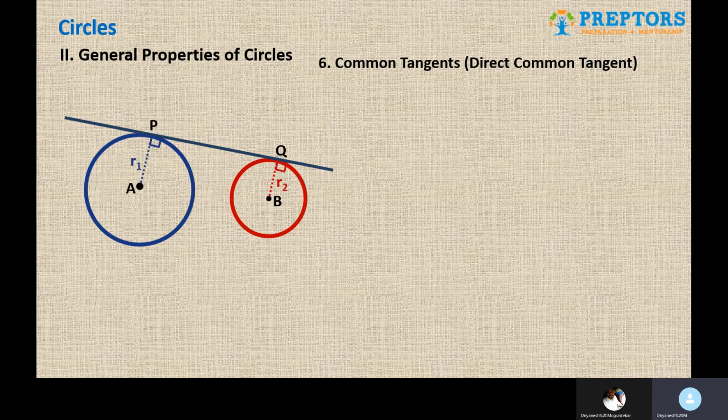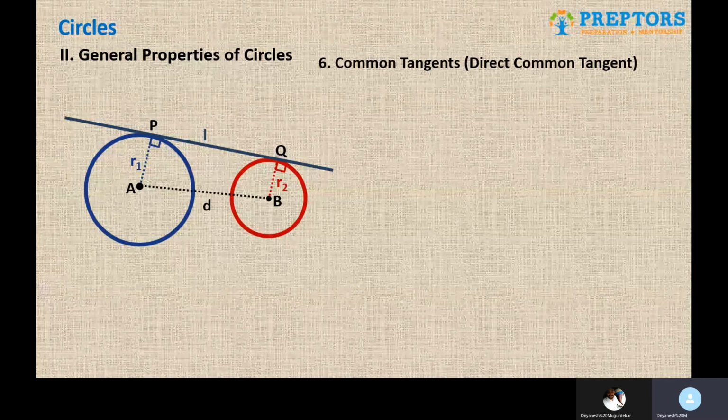of the radius and the tangent, that radius is perpendicular to the tangent. We have been given the center distance, suppose AB, which is D, and L is what we are supposed to find out, or vice versa. L is given, D is what we are supposed to find out. Then what we need to do is some slight bit of adjustments.